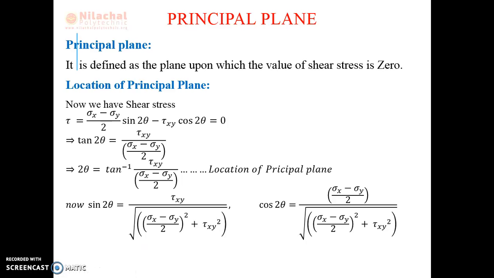Myself Amarendra Mishra is going to explain about the third chapter of the video lecture class for the strength of material. Here in this video I am going to explain about the principal plane, the location of the principal plane, and what stresses are acting upon the principal planes.